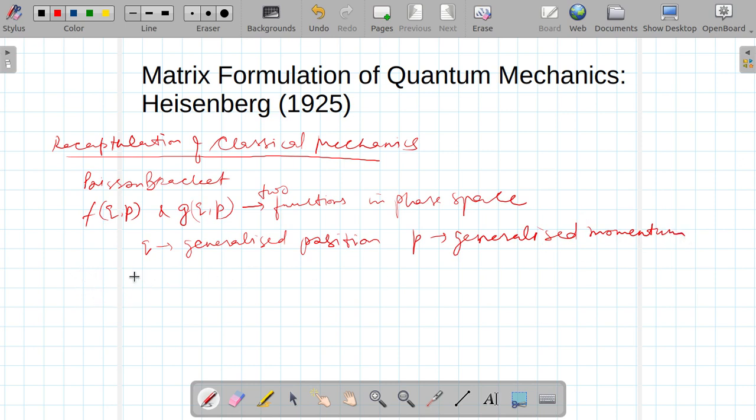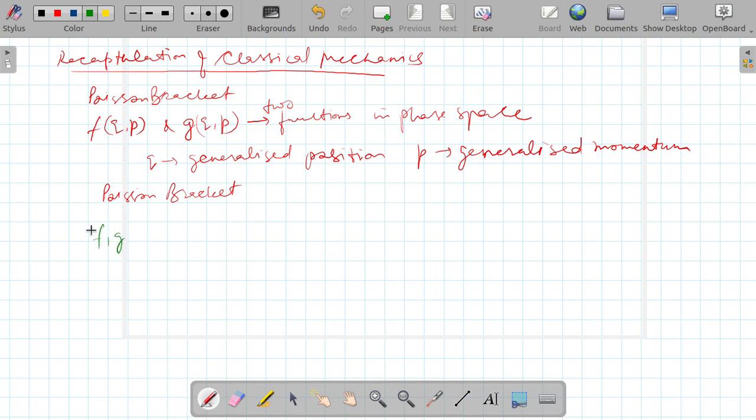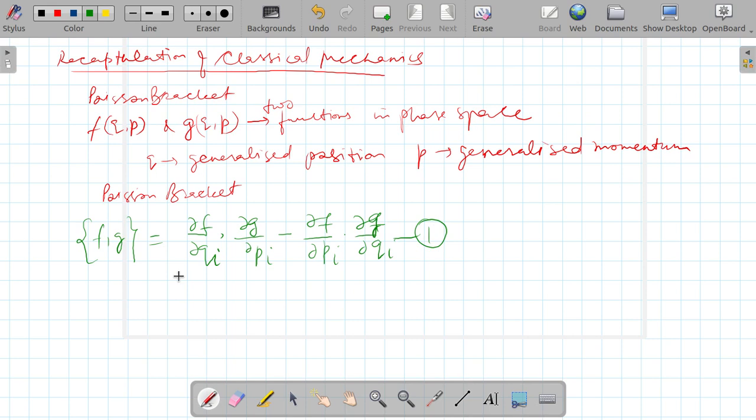Now the Poisson bracket is defined, represented in curly bracket, as ∂F/∂Qi times ∂G/∂Pi minus ∂F/∂Pi times ∂G/∂Qi. Let me call it equation number 1.